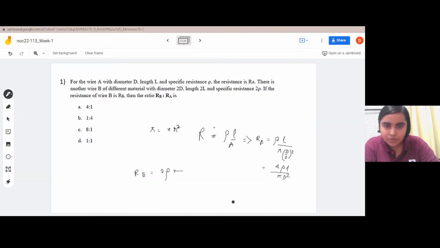For the wire B, the length is given as 2L and diameter is given by 2D. So radius will be D. So it is pi d square, which is again 4 rho L by pi d square. Since both the values are same, the correct option will be option D. I hope everyone has followed. If not, you can ask.